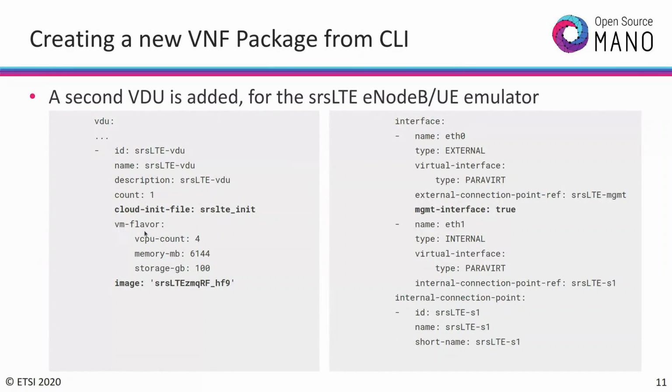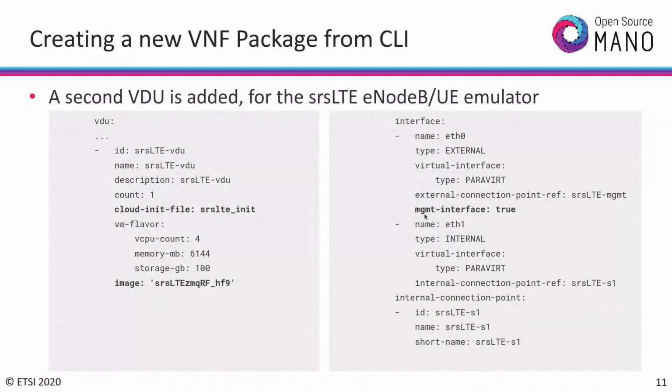It will have its own flavor. As we said before, it has 4 CPUs, 6 gigs of RAM. The image that we will launch, which is already in OpenStack, and the interfaces. We have 2 interfaces here. One is this virtual interface called SRS-LTE management for management purposes.